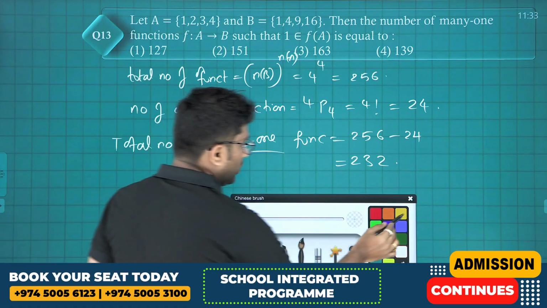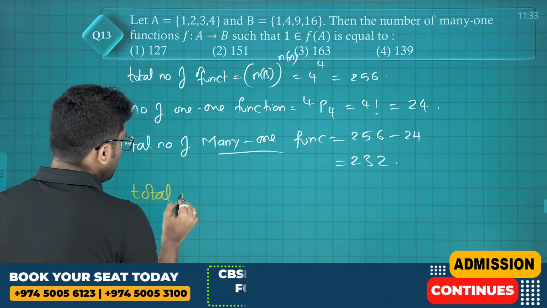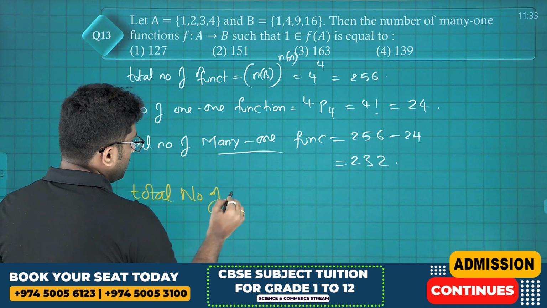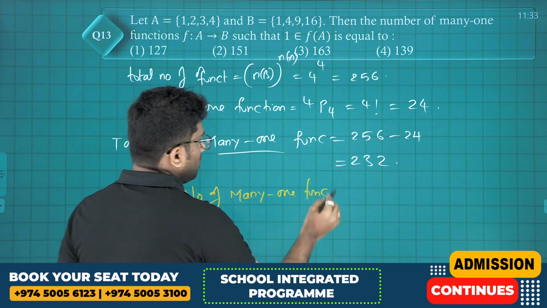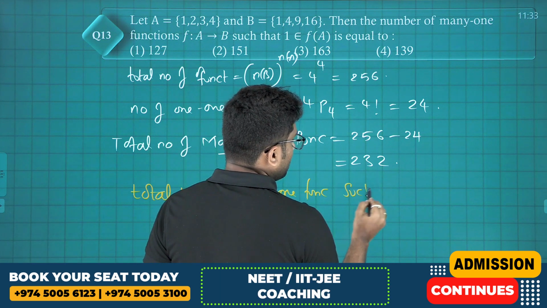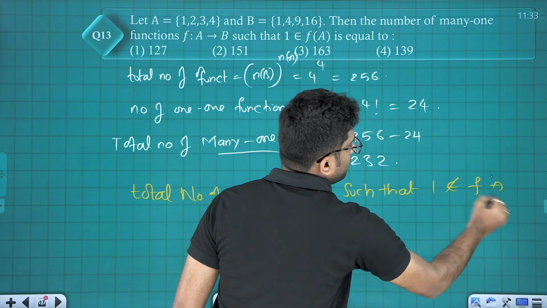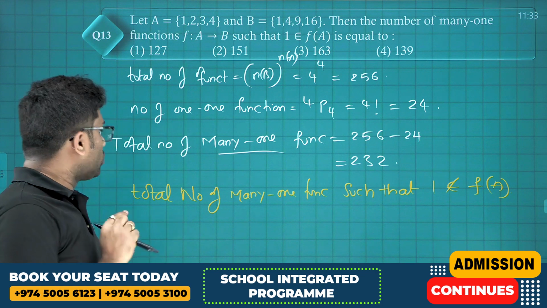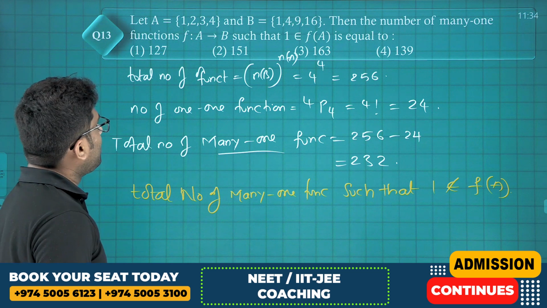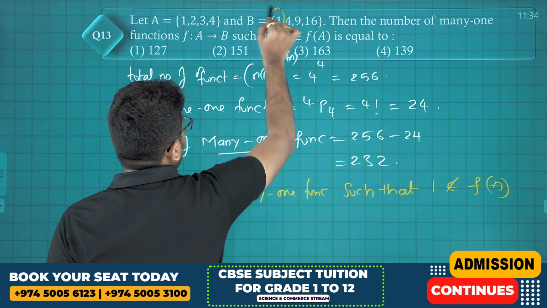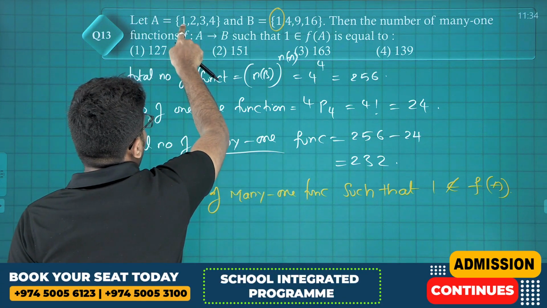So in that we do one thing. Total number of many to one functions such that 1 does not belong to f(A). We'll find the total number of many to one functions such that 1 does not belong to f(A). What are all 1 does not belong to f(A)? That means from B you don't take 1.